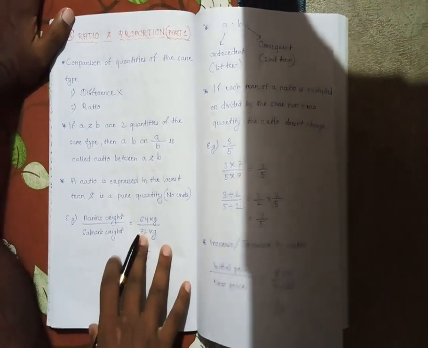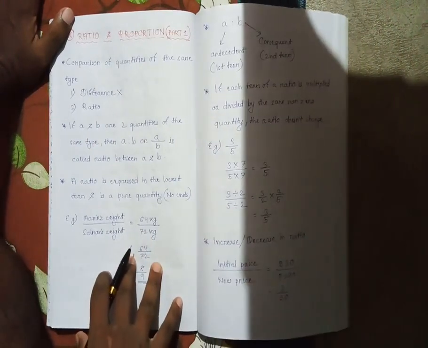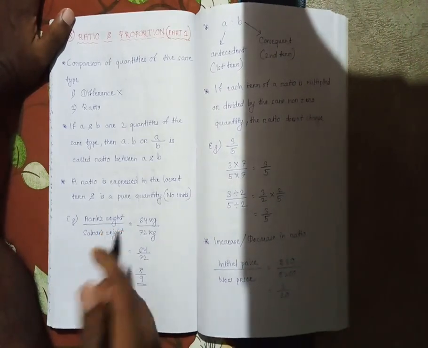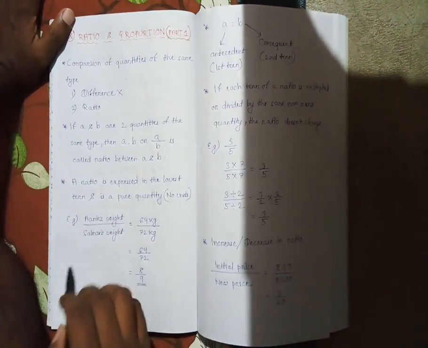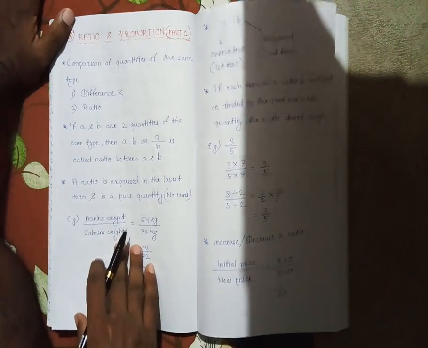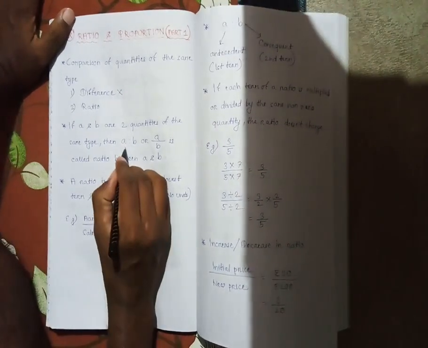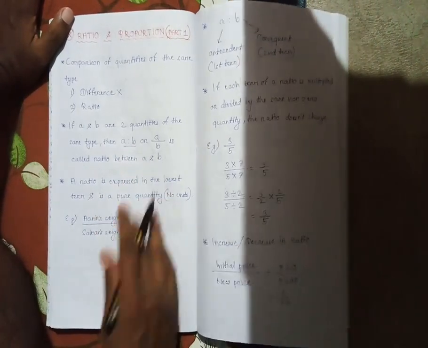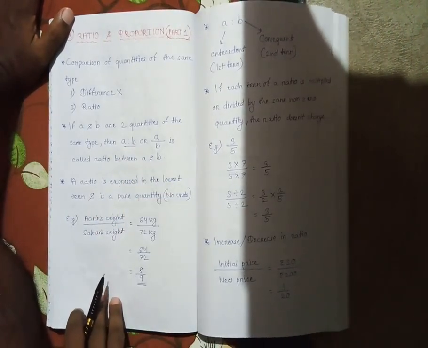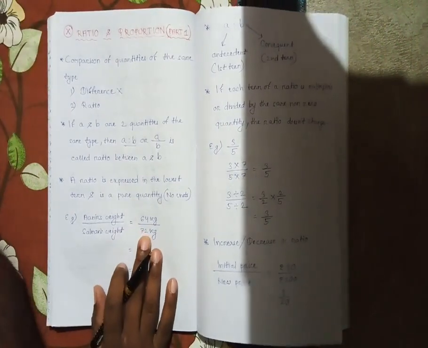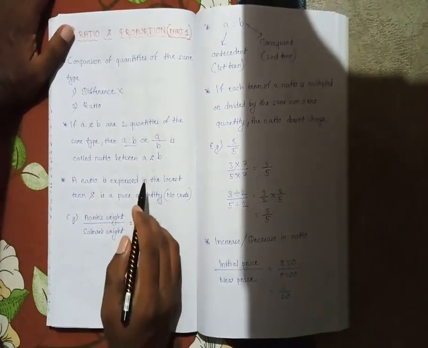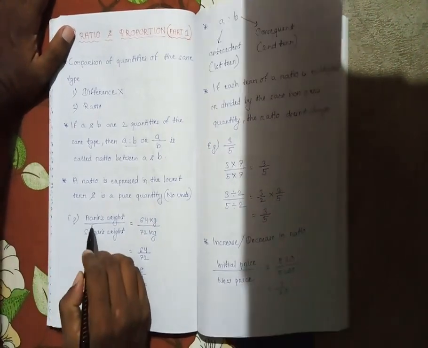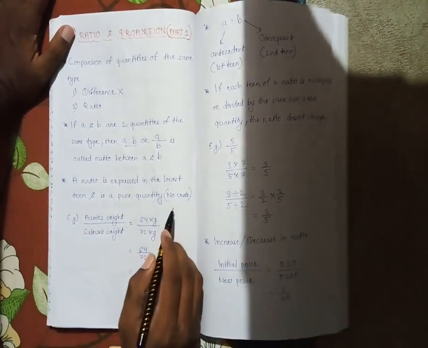Suppose A and B are two quantities of the same type, because we compare quantities of the same type only. So if A and B are quantities of the same type, then A is to B, as you can see here, A is to B colon, or A by B is called ratio between A and B. And a ratio is always expressed in the lowest term and is a pure quantity, means it has no units.